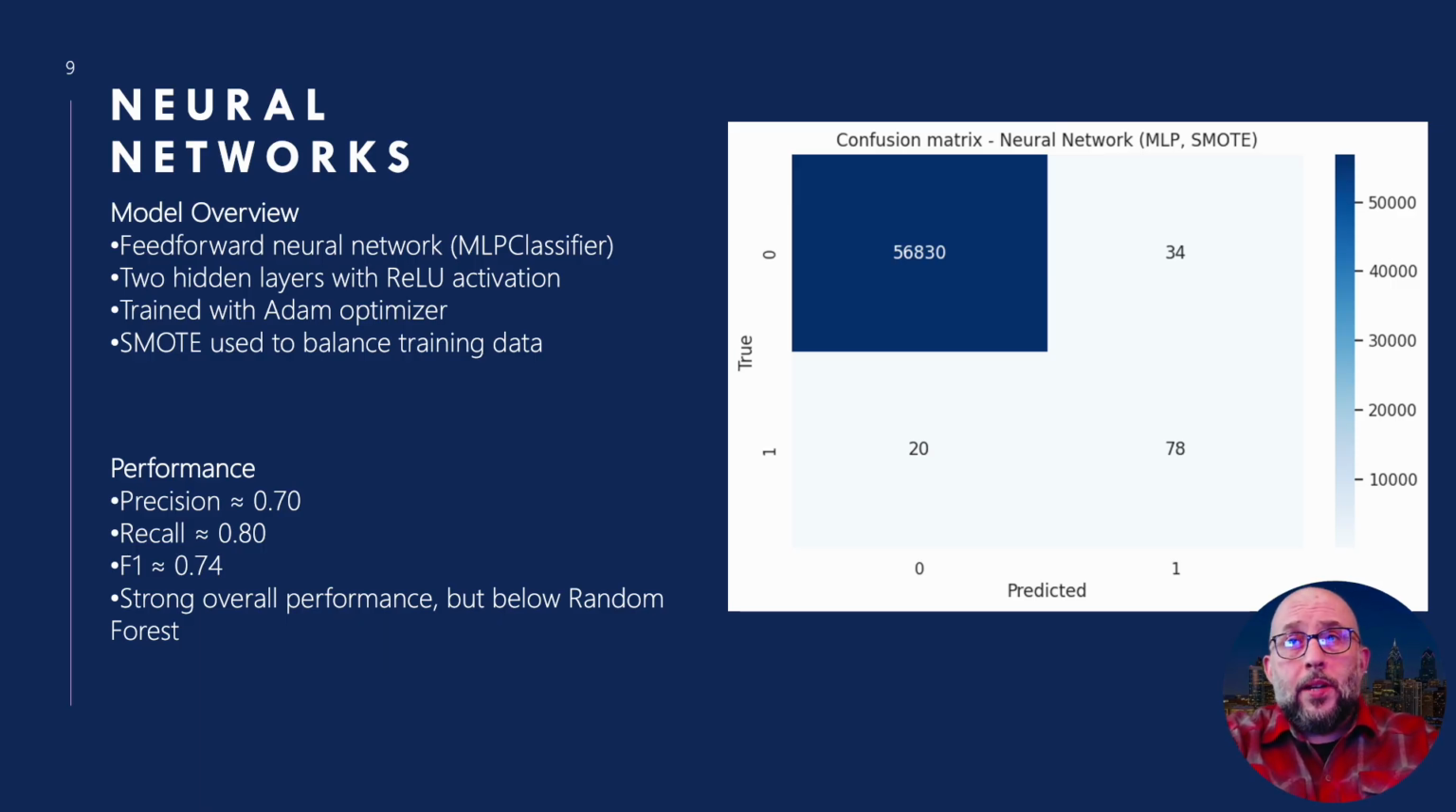I also trained a neural network using multi-layer perceptron and SMOTE balanced training data. The neural network achieved strong results with a recall of about 80% and precision close to 70%. While it performed well, it slightly underperformed the random forest in recall and ROC AUC. This supports the idea that for tabular data like this, well-tuned ensemble methods can compete with or outperform deep learning models.